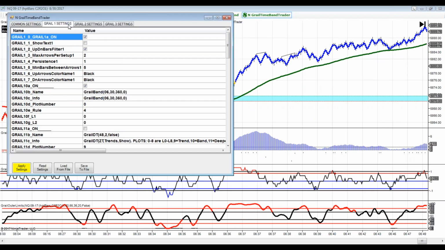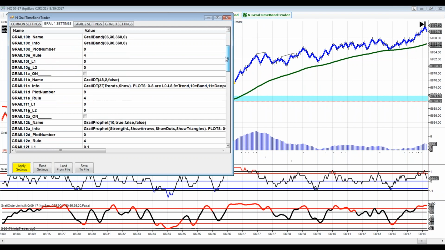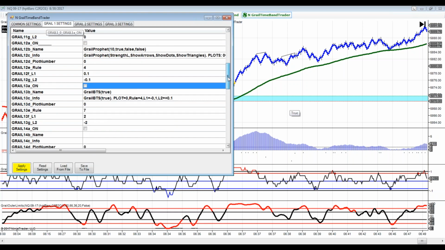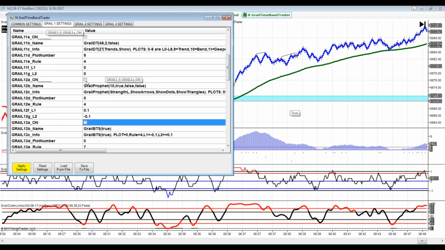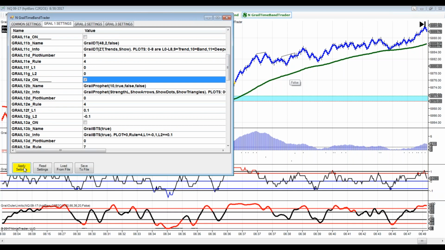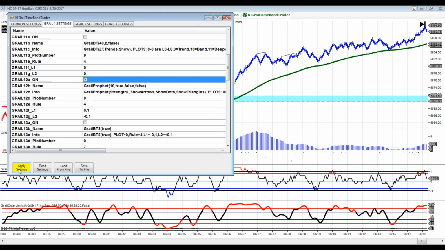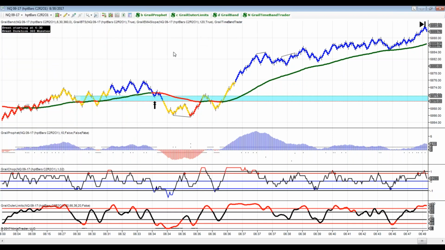So I'm going to come back to here. I'm going to turn off BTS. I'm going to turn on the profit. Okay, and now I'm going to apply. So now what we're looking to do, if we cross the band on the upside and the profit is blue, it's going to take a long. If we go to the downside and the profit's red, we're going to take a short. Okay? So I'm going to apply, and then I'm going to reload the Ninja script again.